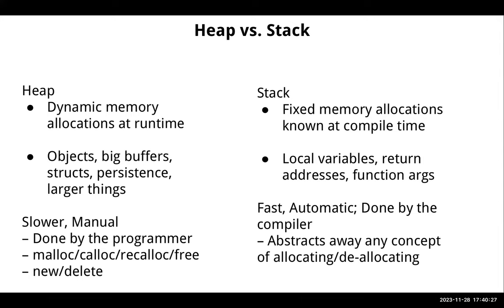However, the heap is different. A heap is dynamic memory allocation at runtime. If we're talking about the application heap, then that part totally happens in the application, not the kernel. Usually you use this for bigger objects, and for things that should be persistent across functions. However, it's much slower. It's done by the programmer. The programmer uses malloc to do that.